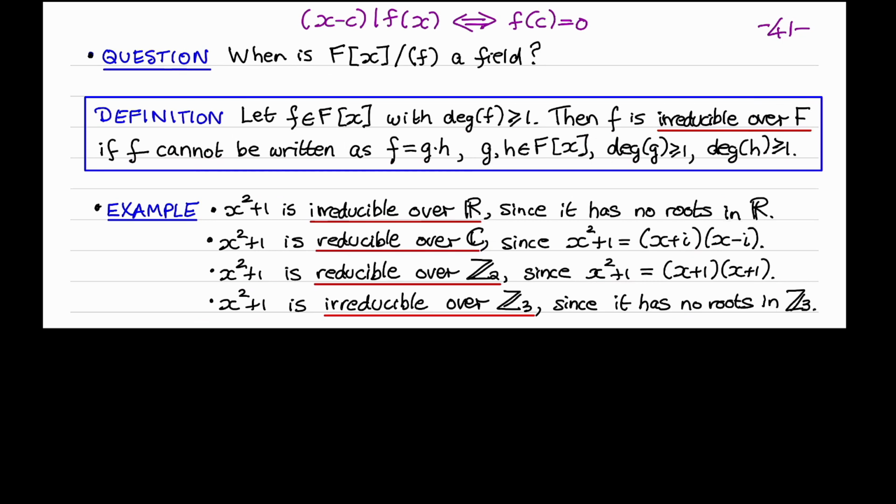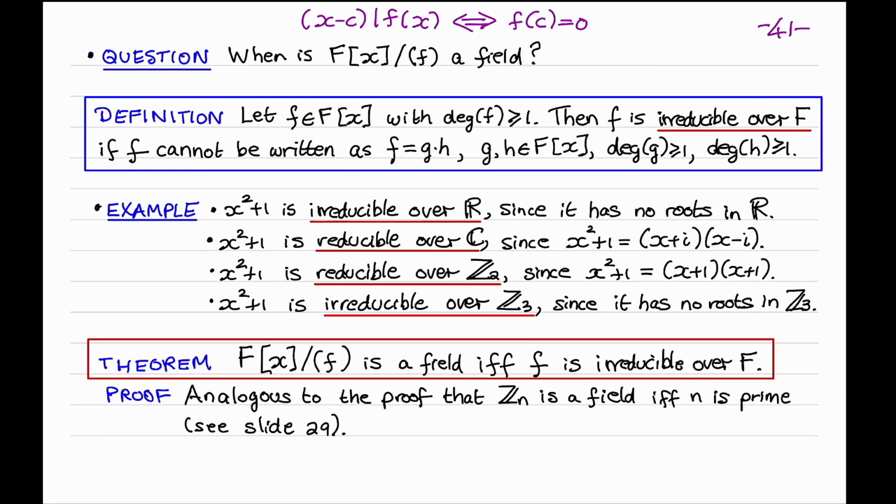Lastly, x squared plus 1 is irreducible over the field of integers modulo 3, because you can check that x squared plus 1 has no roots in the integers modulo 3. And you can do that by trying the roots 0, 1, and 2. Since the polynomial has no roots in Z3, it has no linear factors over Z3, and so is irreducible over Z3. So you can see that irreducibility of a polynomial crucially depends on the field over which we're factoring the polynomials.